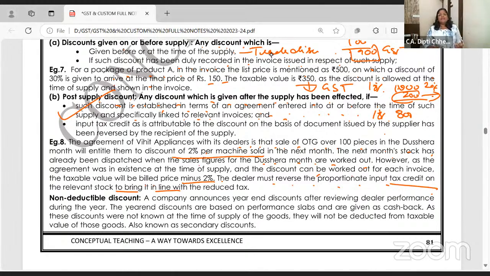Is it understood? We told you that I am selling goods of 100 rupees to you. 100, pay 18%. Now I am saying 2% I will reduce. So I reduced it to 98. You took ITC on 100. Now on the 2, you are also reversing the ITC. So this is a discount very well imbibed into the agreement. So shall we reduce that? Yes.